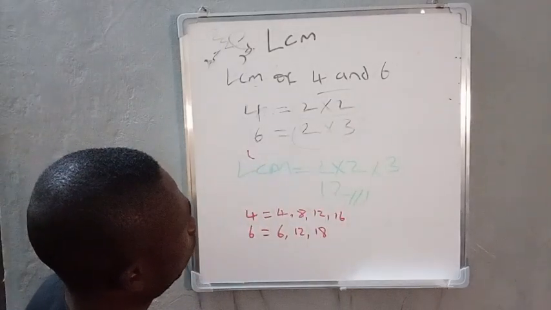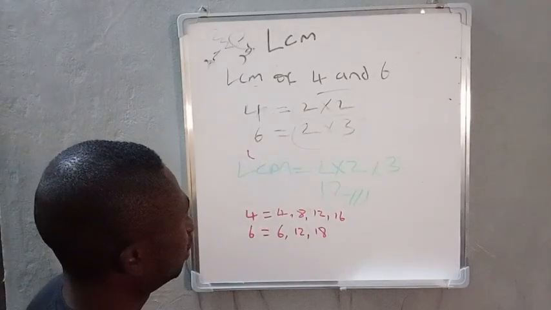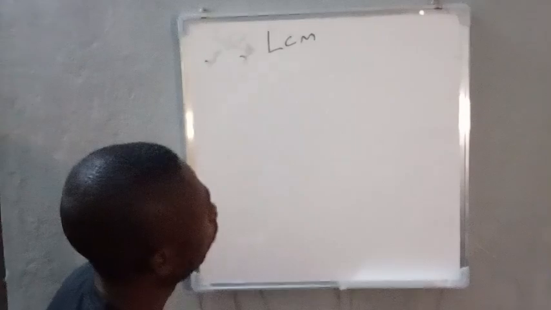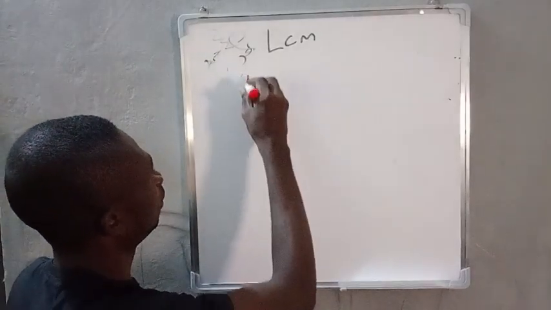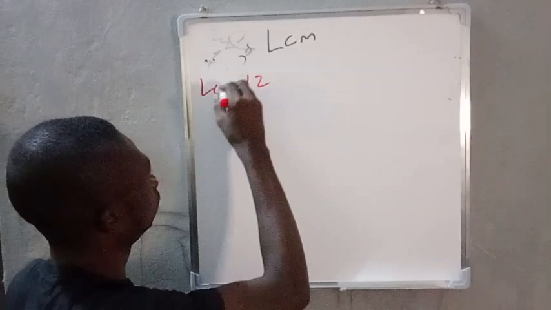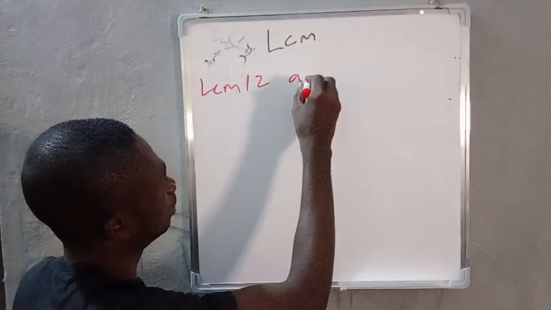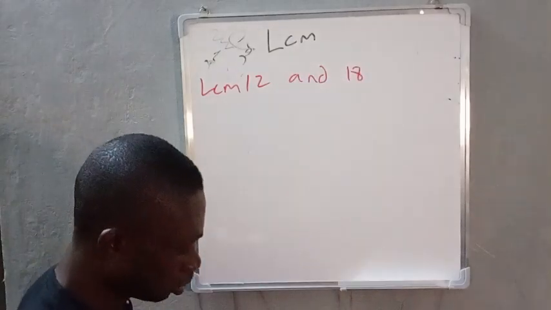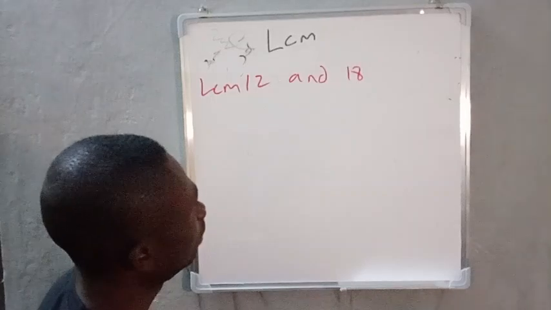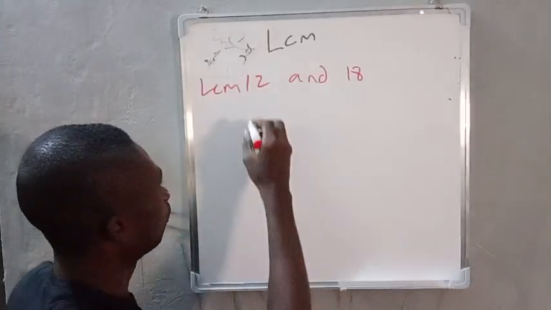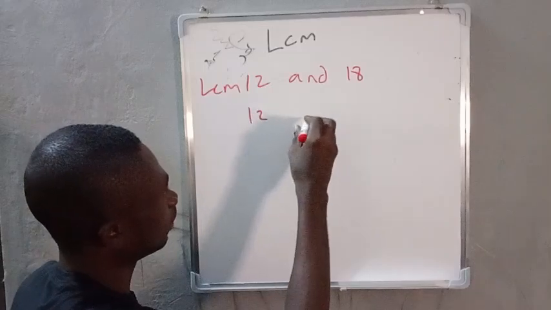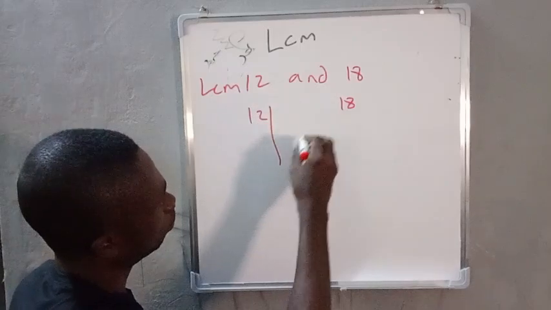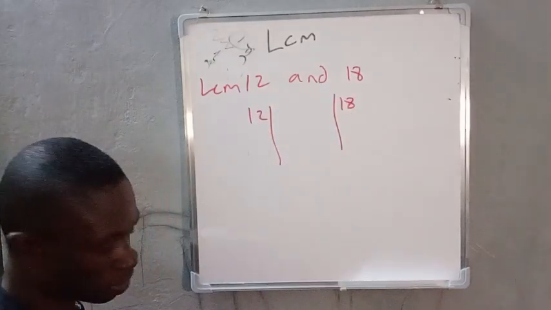All right, let's look at some more examples for your understanding. For instance, you want to find the LCM of 12 and 18. So how do you find the LCM of 12 and 18? Number one, break them down to see what is obtainable here. Write 12 here, write 18 here. So maybe we want to divide them to see what and what is there.